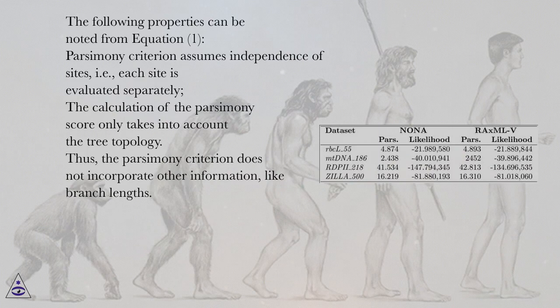The following properties can be noted from equation 1. The parsimony criterion assumes independence of sites, i.e., each site is evaluated separately. The calculation of the parsimony score only takes into account the tree topology. Thus, the parsimony criterion does not incorporate other information, like branch length.